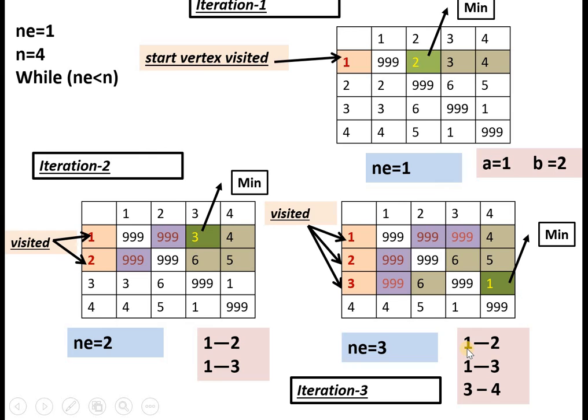The edges considered for the construction of the minimum spanning tree are (1, 2) in the first iteration. The second iteration chooses (1, 3). The third iteration chooses (3, 4). So the minimum cost spanning tree is constructed after the fourth iteration.